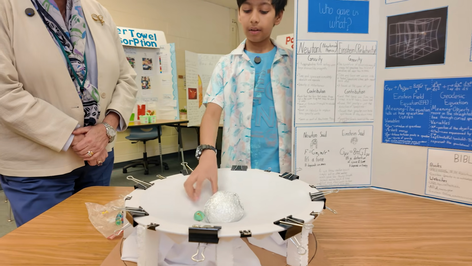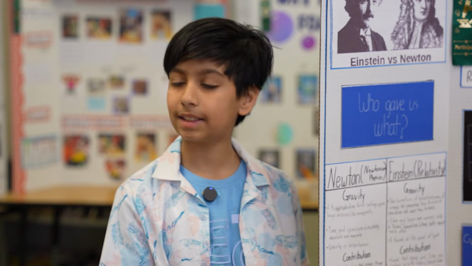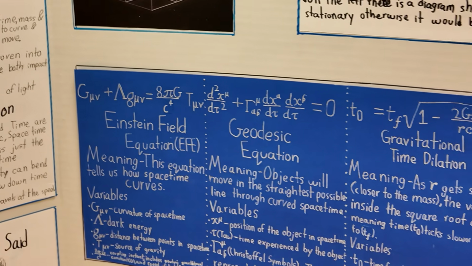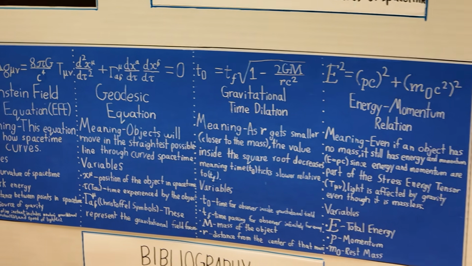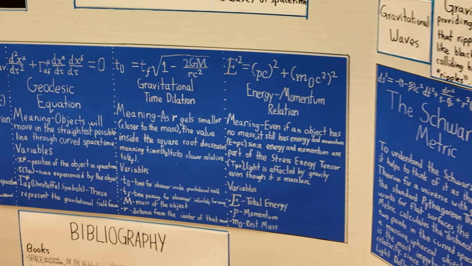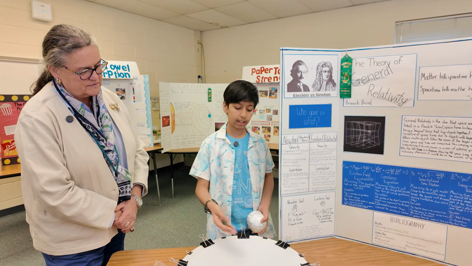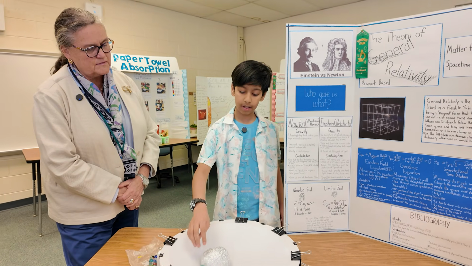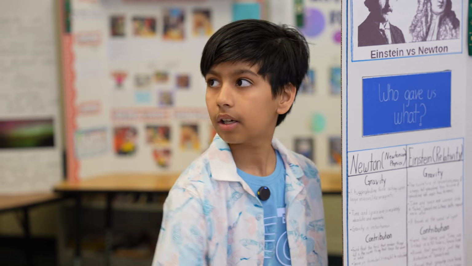In this theory, there are like 4 main equations. The first one is the Einstein field equation. It tells us how space-time curves. The second one is the geodesic equation. It tells us that objects will move in the straightest possible line through curved space-time. For example, the straightest path right now from here to here would be straight. But now, if you were to follow the same path, it would go over there. So you would need to curve it a bit.